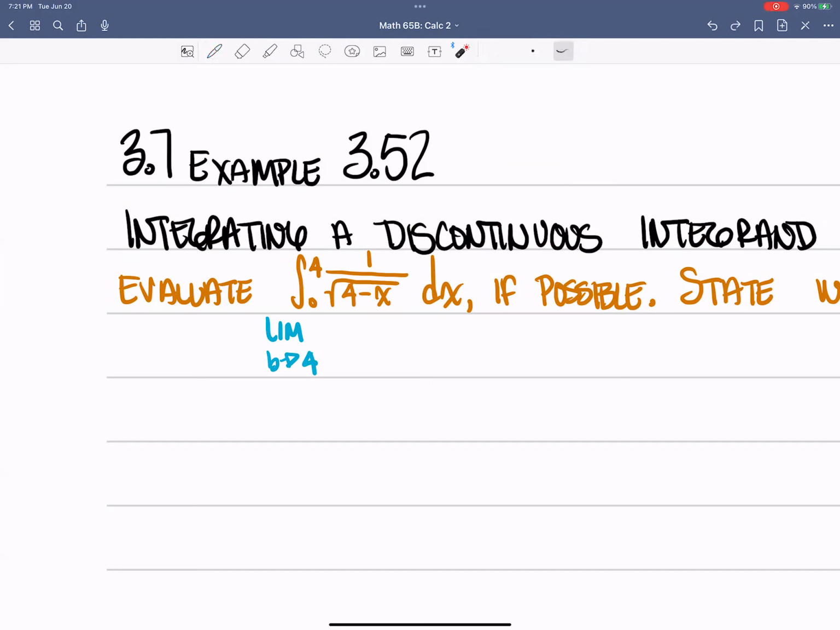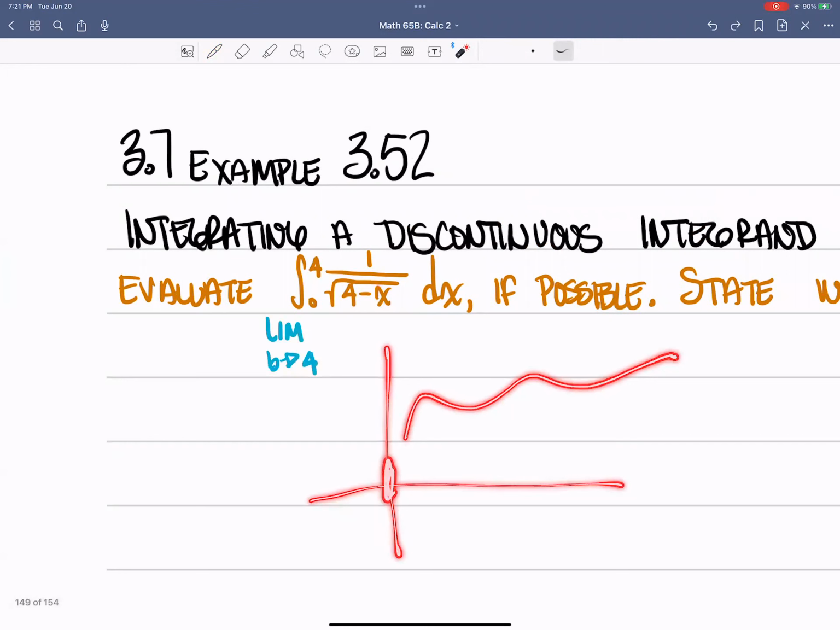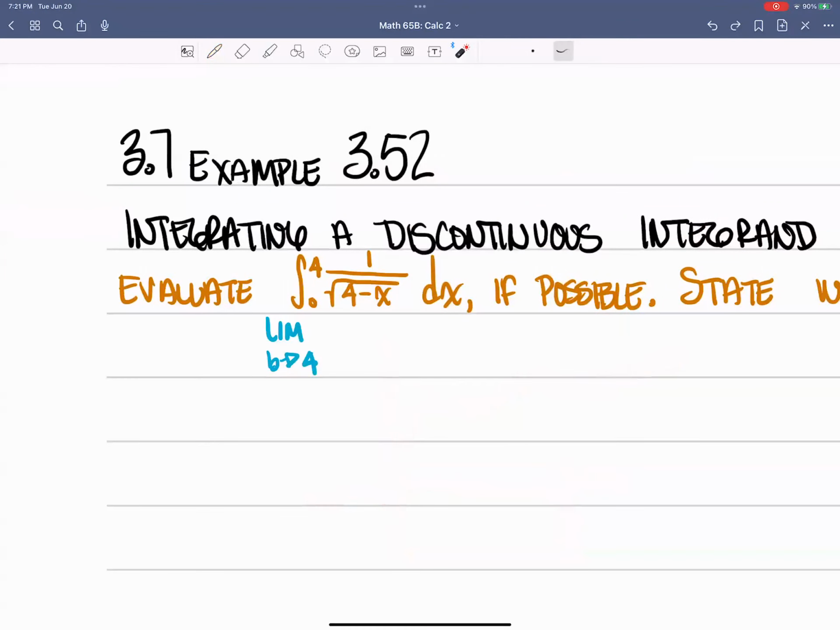Let's take a look. So from here, we're looking at the integral from 0 to 4. Let's just say this is our graph. So from 0 all the way up to 4, 4 is going to be on the left side. So we're going to integrate on the left side. All right, I like it.